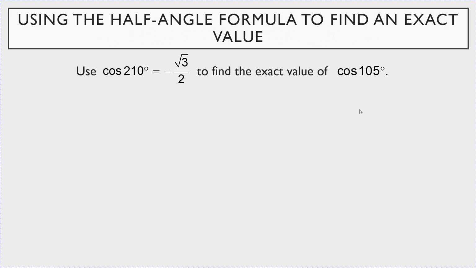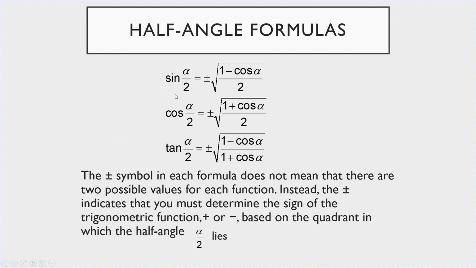All right, so let's use this. Use the fact that cosine of 210 degrees is equal to negative the square root of 3 over 2 to find the exact value of cosine of 105. Well, look, what is 210 divided by 2? It's 105. So look, cosine of 105 degrees is equal to cosine of 210 degrees divided by 2. The reason we're going to care about this is when you have cosine of alpha divided by 2. So 210 is my alpha. Boom. Right here. I can use this formula.